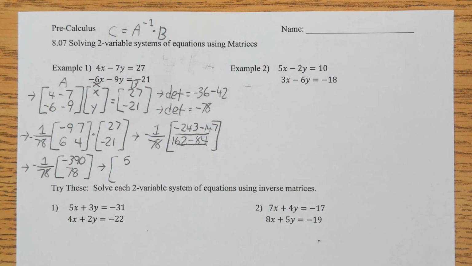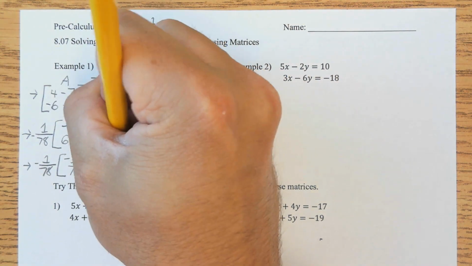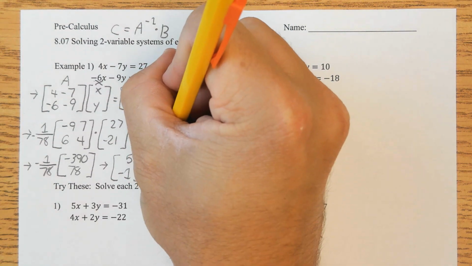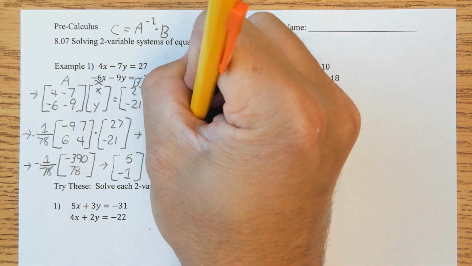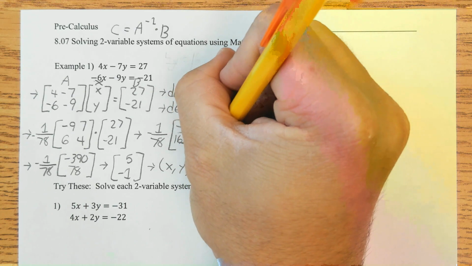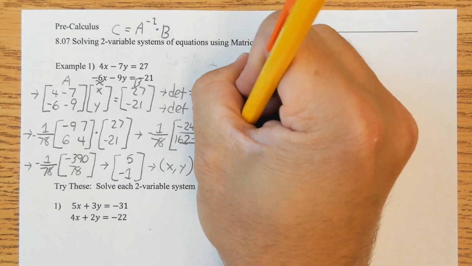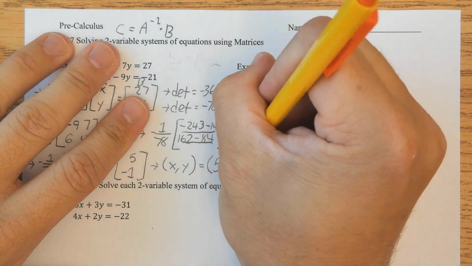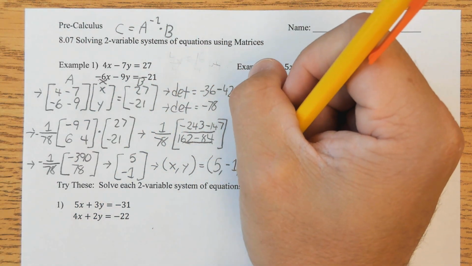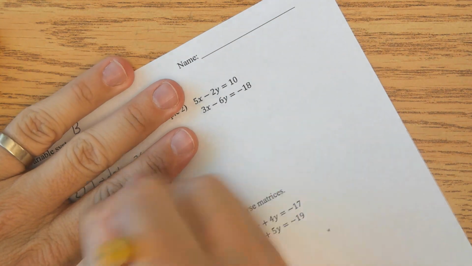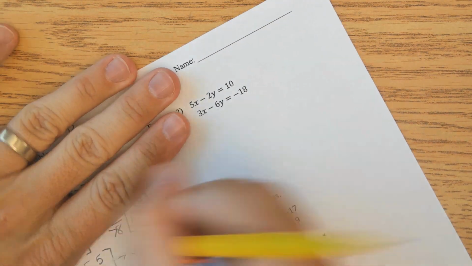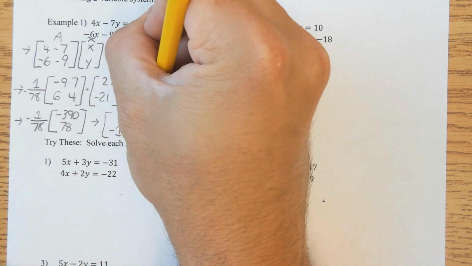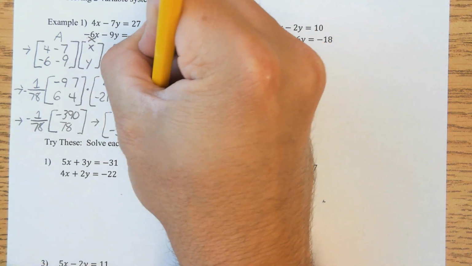And then a negative 1/78 times 78 is going to give you a negative 1. Okay, and so then our set looks like this. Actually, you can write it like that, or it's just really easy. You just say x equals 5, y equals negative 1 again.